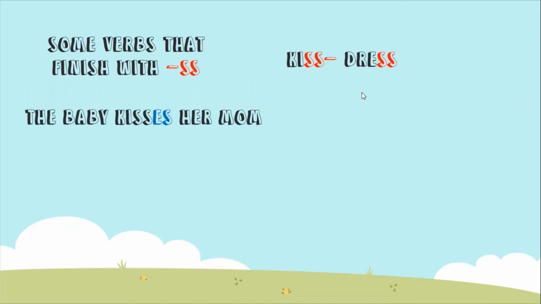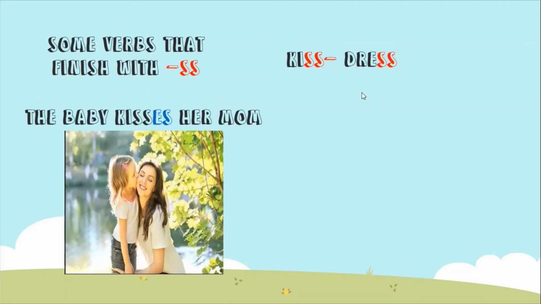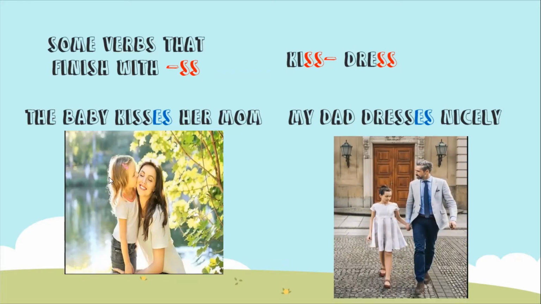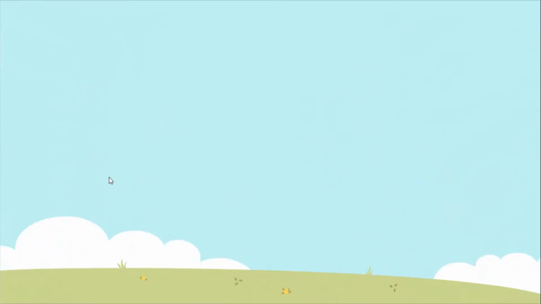So the sentence is going to be, the baby kisses her mom. You see? The verb finishes with double S, and we add ES because we are using the baby. And the baby is he or she. In this case, for the example, is she, right? Now, the second sentence is, my dad, third person, dresses nicely. Okay? Now, I have other examples for you.